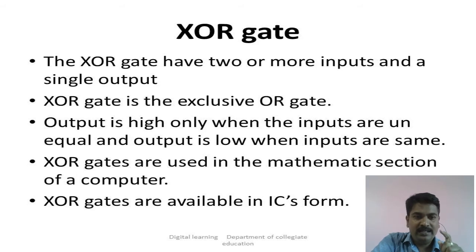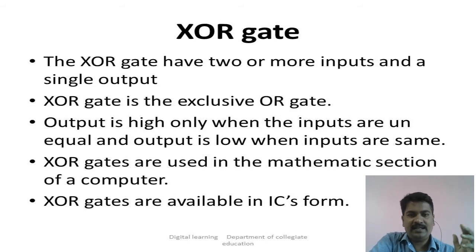And the output is low when inputs are the same. You can expect a high output only when the inputs are unequal. That's why this XOR gate acts as an inequality detector. This acts like an inequality detector because output is high only when the inputs are unequal.